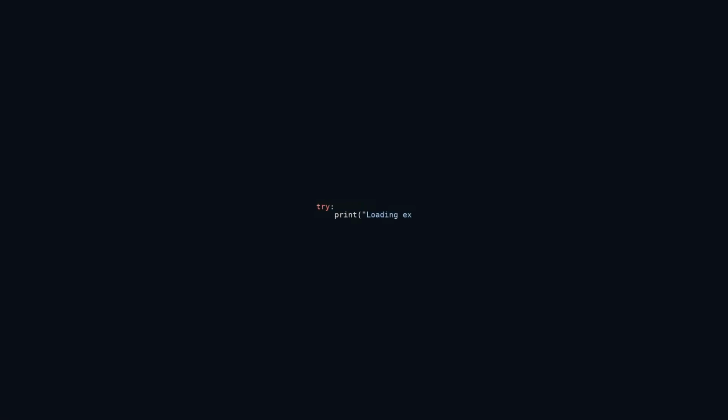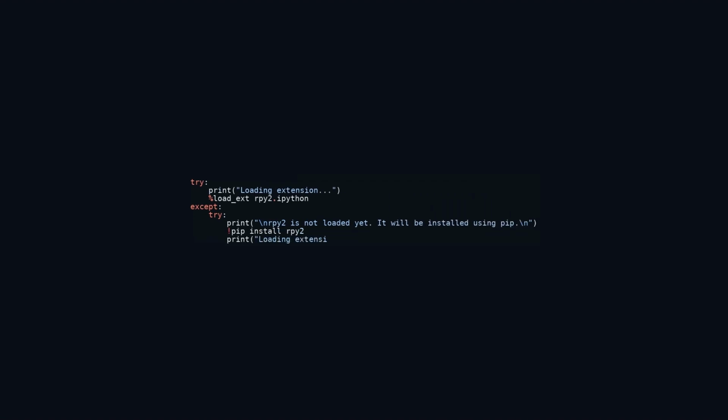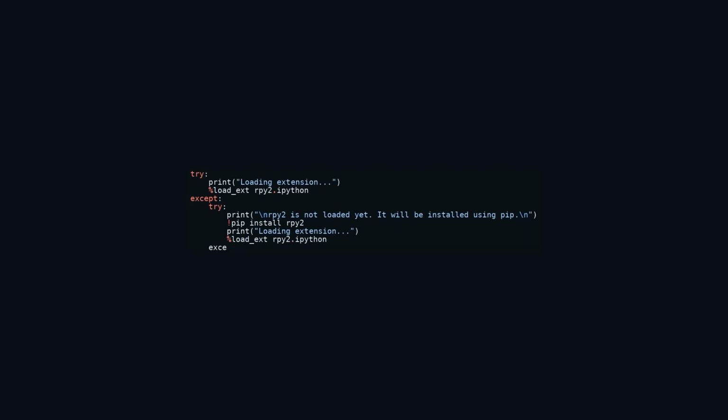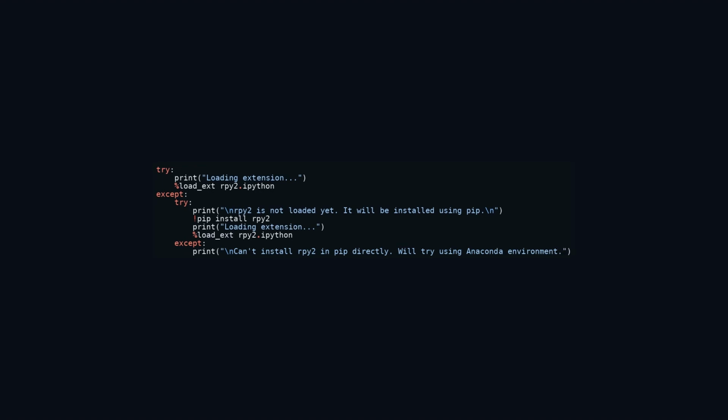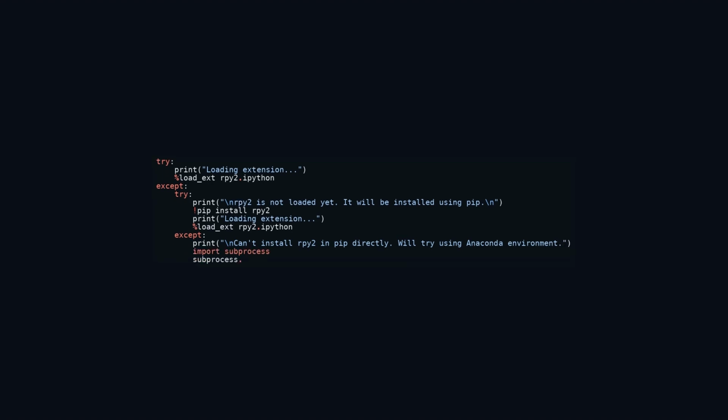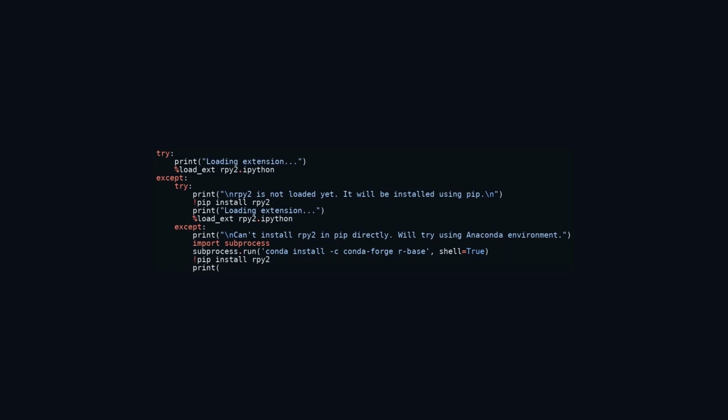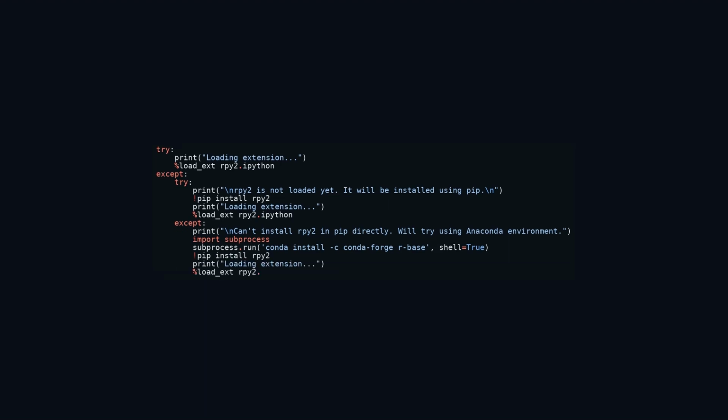The presented code snippet performs the following functions. Firstly, it attempts to load the RP2 extension, enabling the seamless incorporation of our code into Python notebooks, in case the extension is not present. It initiates the installation of RP2 using pip as a backup plan. If the pip installation fails, the script adapts to install RP2 via the Anaconda environment by executing a system command.